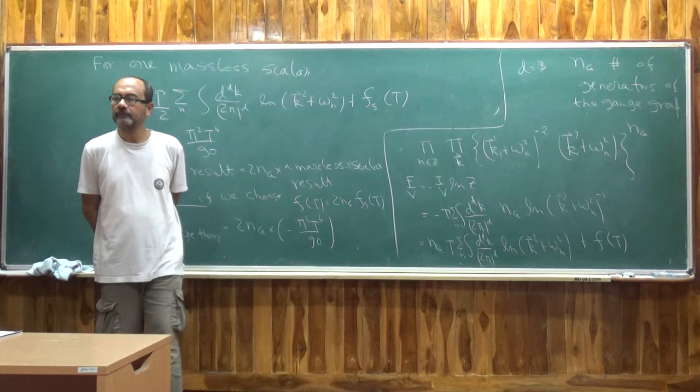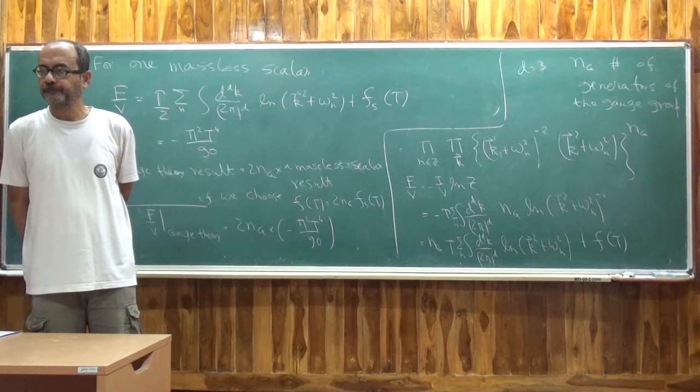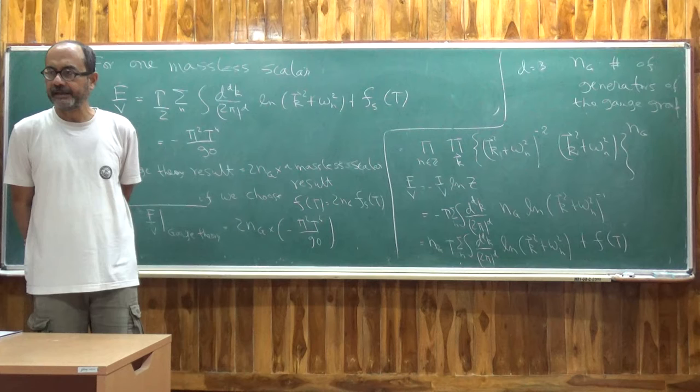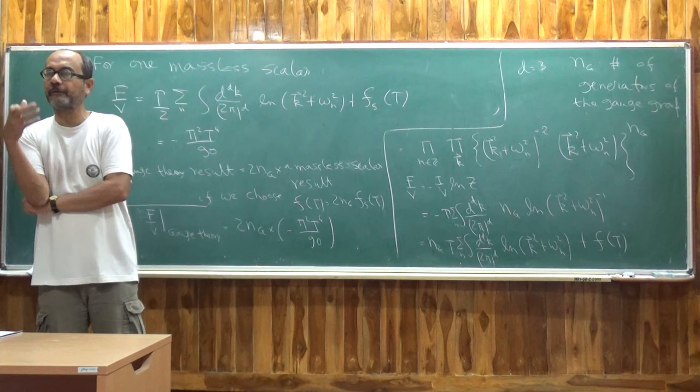Well, you can always go to an appropriate limit where the answer is known, right? Just like for scalars, you went to an appropriate limit where it was a collection of harmonic oscillators and you compared, right? Because what you are trying to compute is clear and well defined: trace of e to the minus beta H, right?